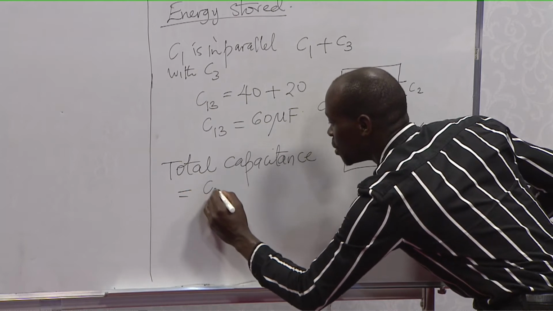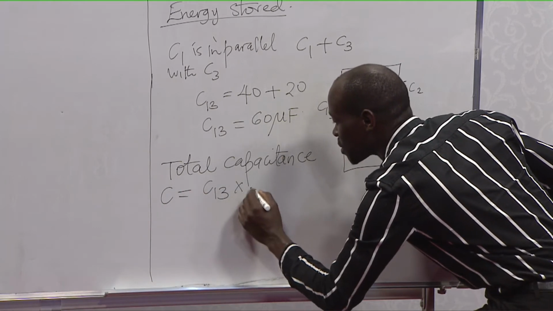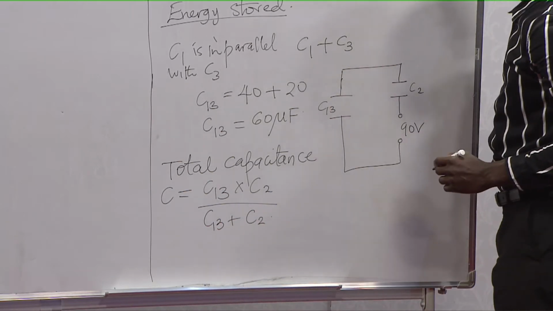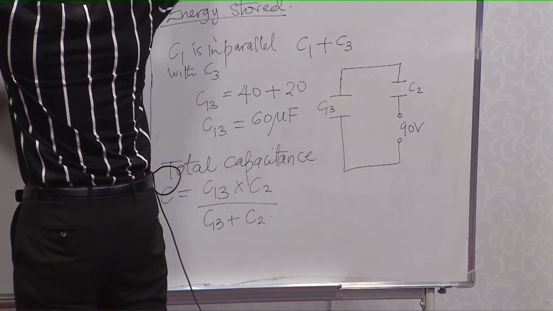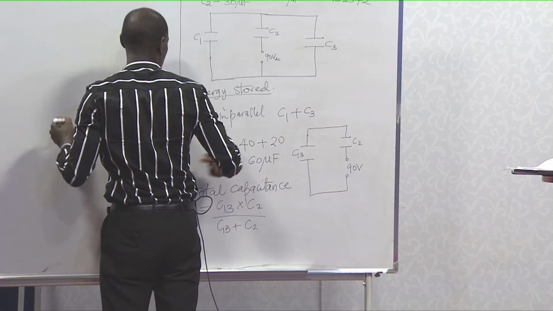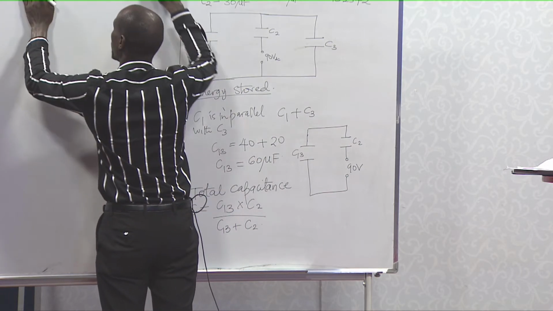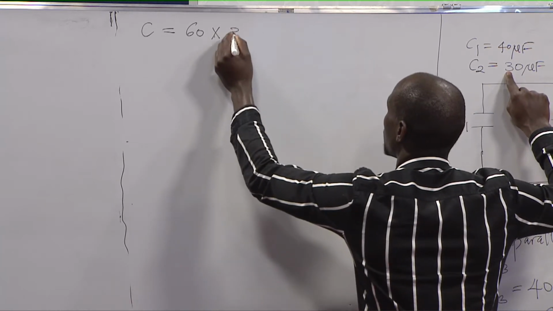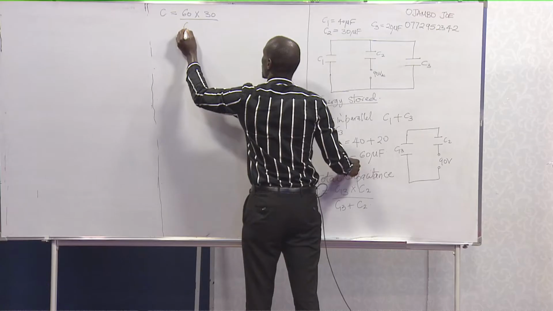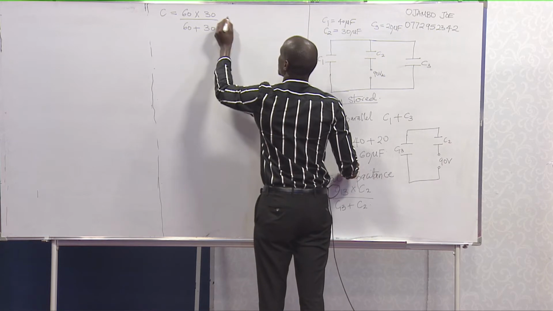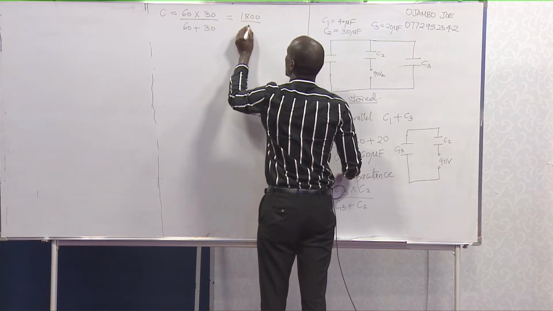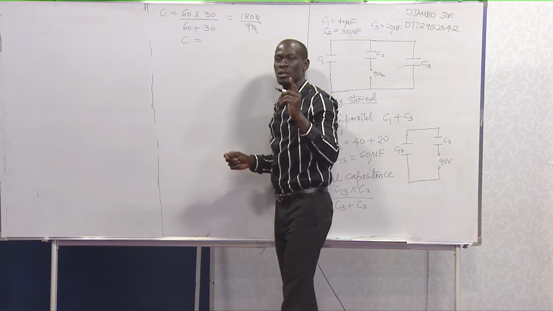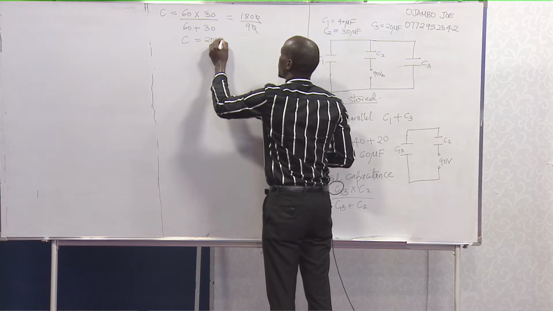So our total capacitance C will then be equal to C13 times C2 divided by C13 plus C2. When you substitute into the formula, total capacitance C will now be equal to 60 times C2, which is 30, then divide by 60, which is C13, plus 30. This is therefore going to become 1,800 divided by 90. We cancel the 0 with that, then 18 divided by 9 gives us 2. So this is going to be 20 microfarads.